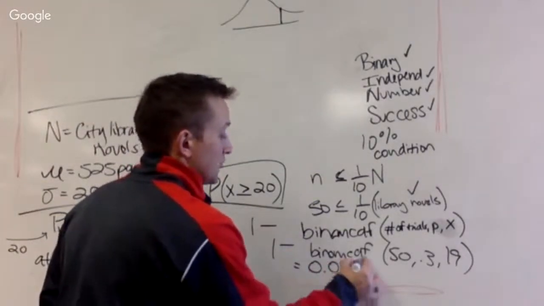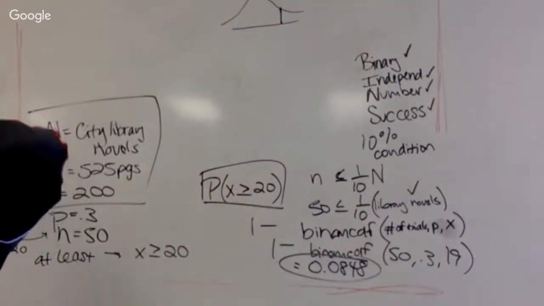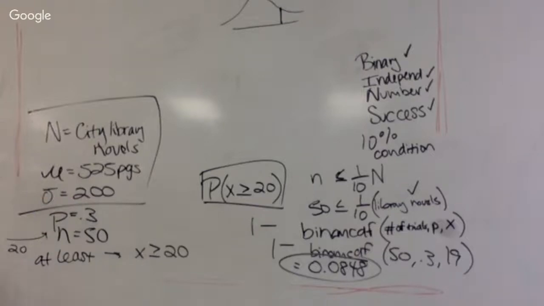0.0848. Great. And then in context, you would put it in context, right? So we can expect that there would be an 8.48%, or you could say a proportion of 0.0848, of at least 20 out of the 50 books being fewer than 400 pages. Basically, you're restating what we were trying to find in the first place.